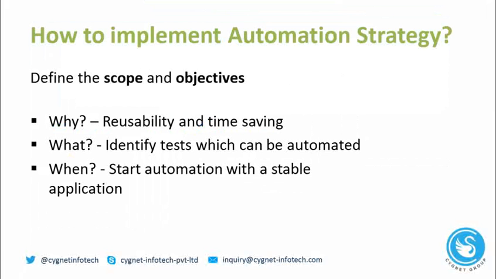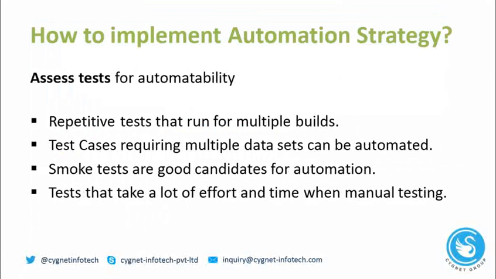Now the question is when to start automation. You can start the automation when the application is stable enough. So once you have an application which is stable, that can be automated. Now how do we select the tests for automation? We have to select them using different techniques. First, we select the tests which are repetitive, the tests which are run in almost every build. That kind of test case can be selected for automation.